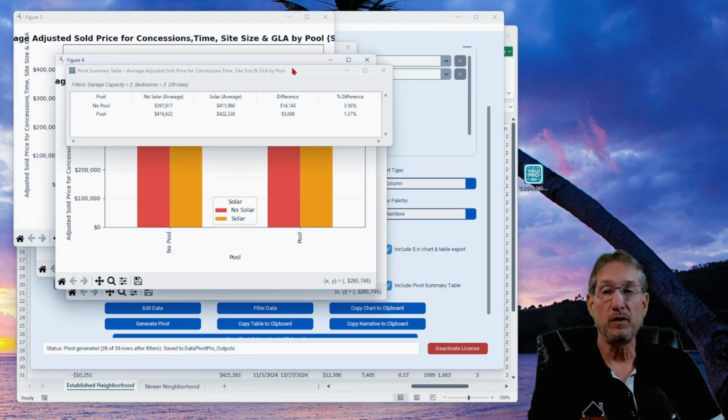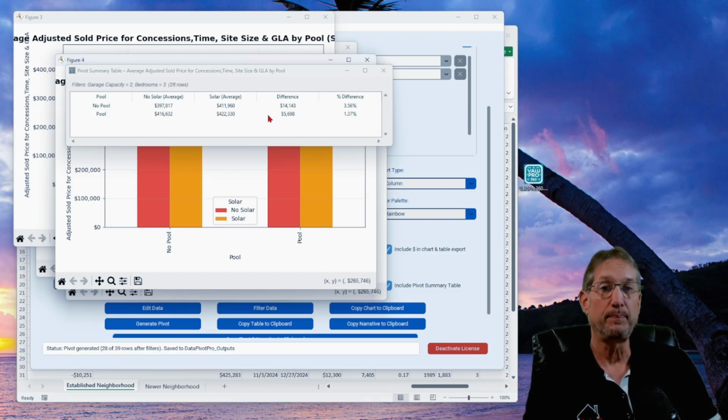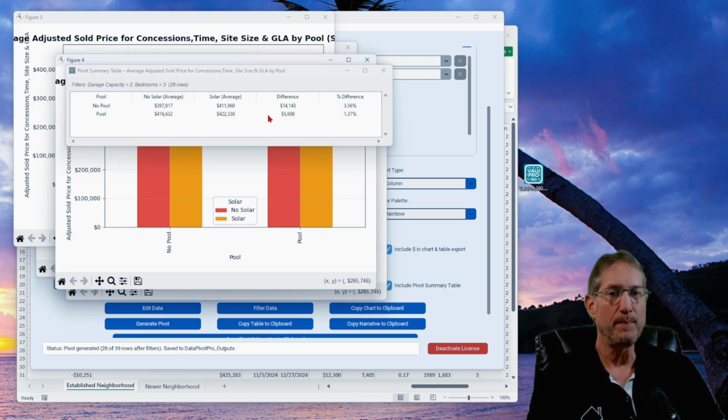So right there, for homes without pools, you're looking at 14,143 solar adds. And then with homes with pools, solar is adding about 5,698. So now it's coming back positive, but it's tighter, more controlled. And that's the key. We didn't change the math, we changed who was included. So let's head back to the office and we're going to wrap this up.